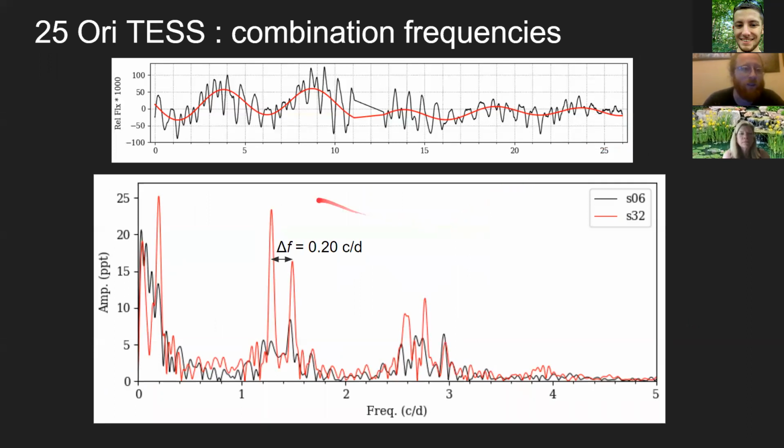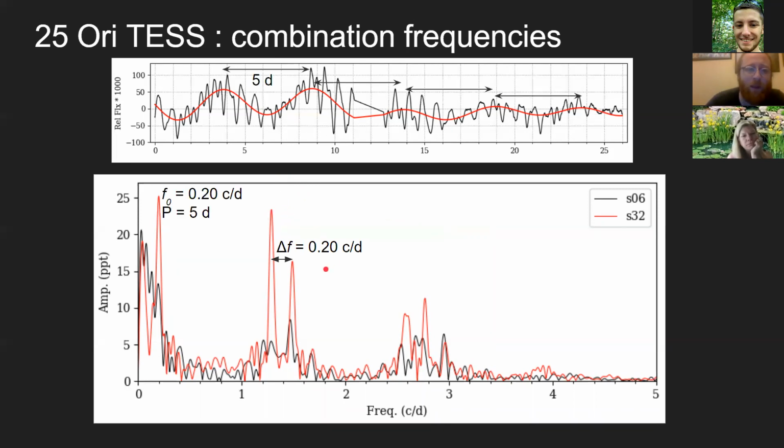On the other hand, for this star, 25 Ori, we have 2 main frequency modes spaced by about 0.2 cycles per day. And that corresponds exactly to a peak in the frequency spectrum. So there's this low frequency peak at a period of 5 days, which you can clearly see by eye in the light curve. There's this slower modulation in brightness at a period that exactly corresponds to the difference between these 2 frequencies.